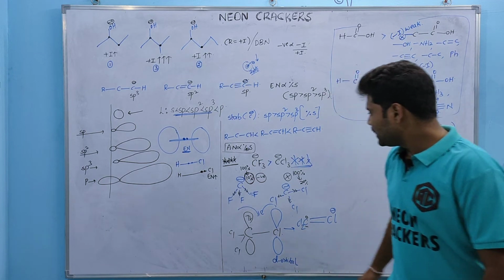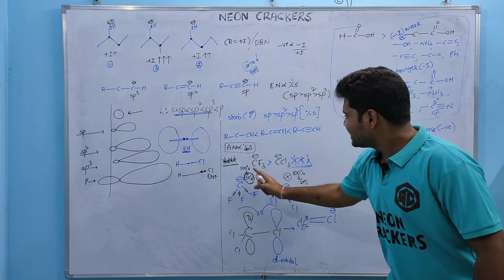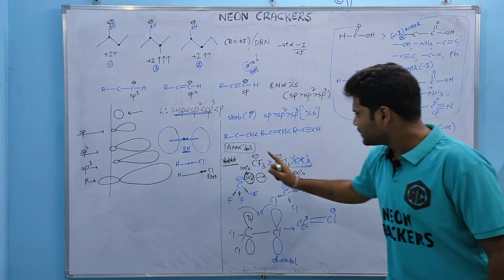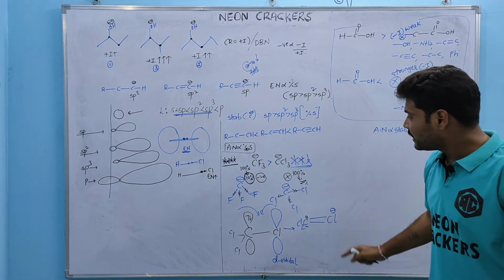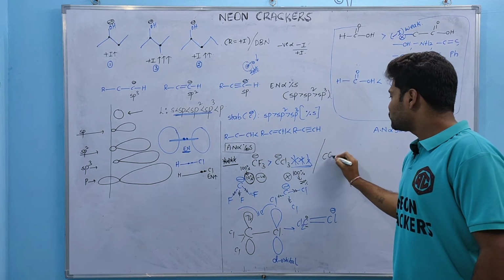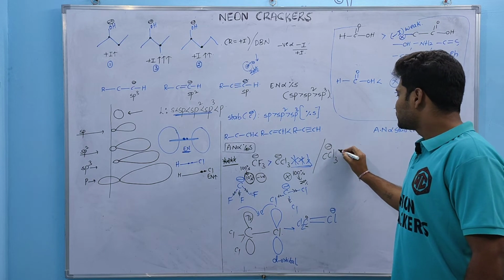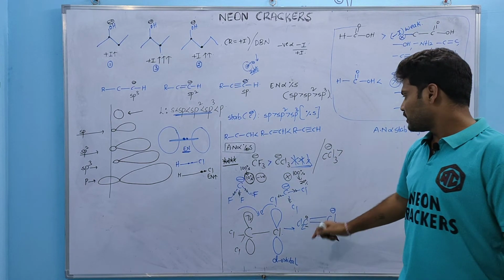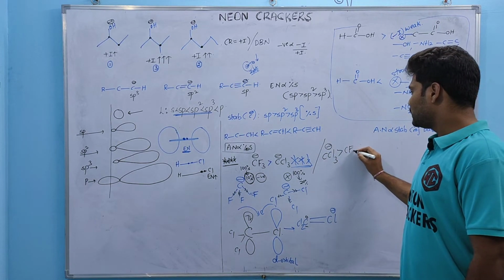So now tell me, which is more stable here? CF3 minus or CCl3 minus? So CCl3 minus is more stabilized by d resonance than CF3 minus.